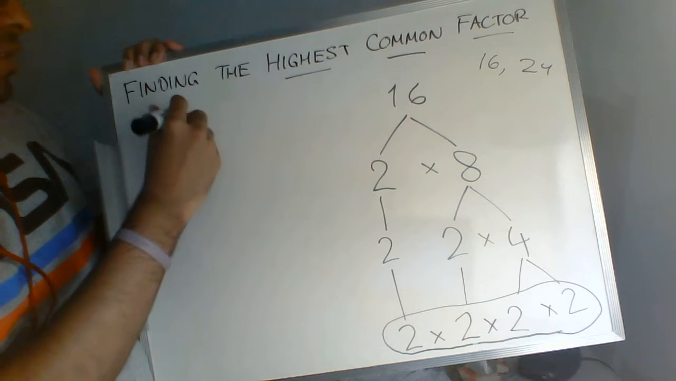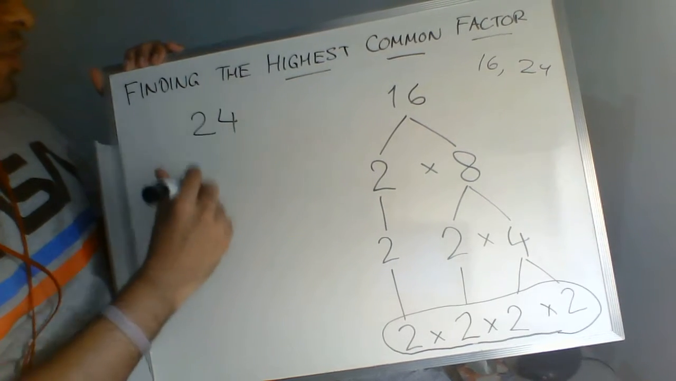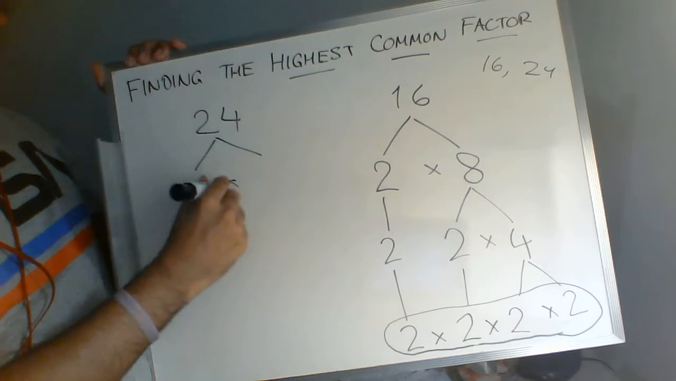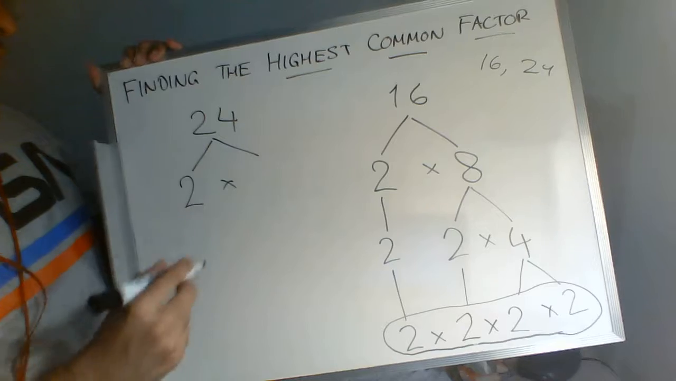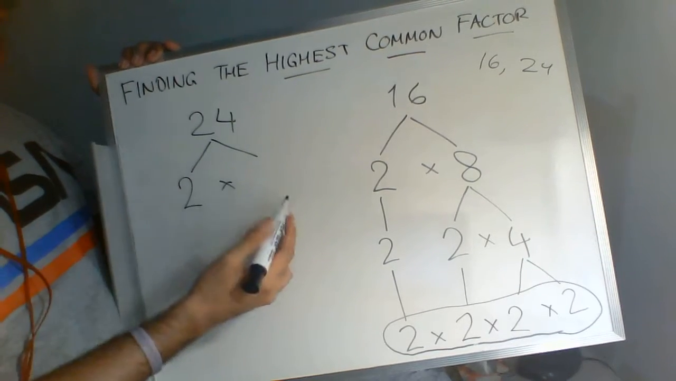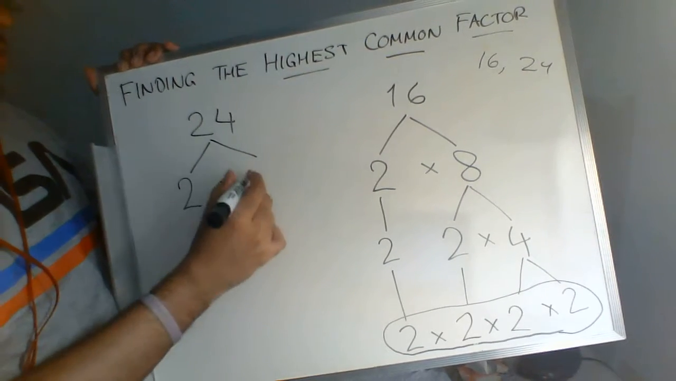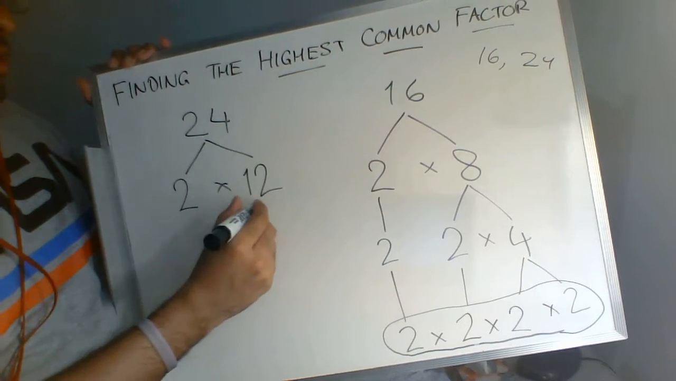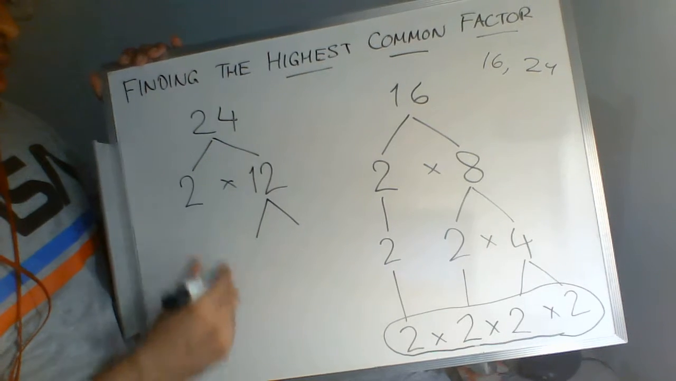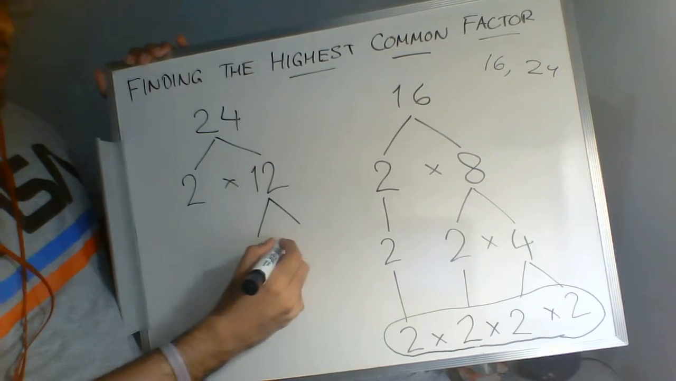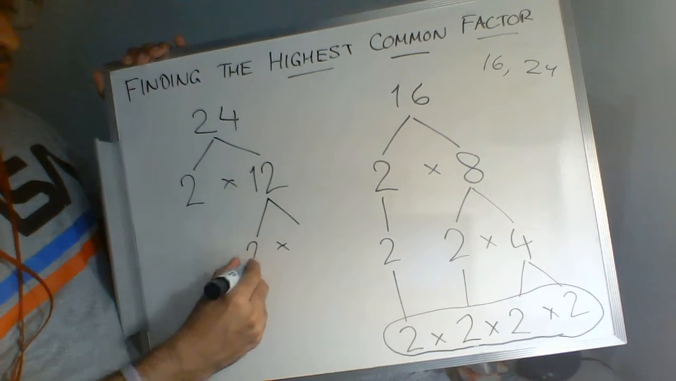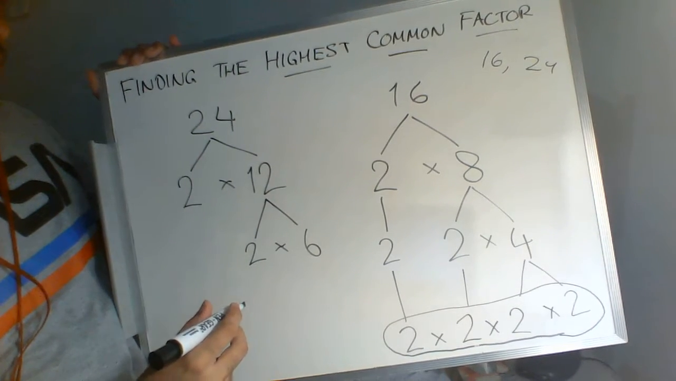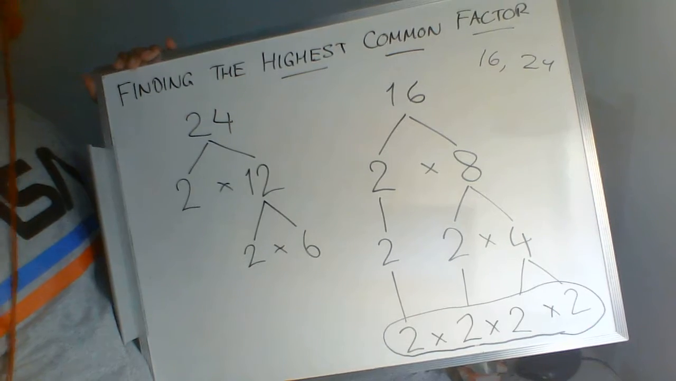So, if we do the same thing with 24, we get that we can break this up. 24 is an even number, so the smallest prime number that we can put here is 2. 2 times what gives us 24? We're going to get that 2 times 12 gives us 24. So then we take this 12, because it's not prime, and we break that up. 12 is still an even number, so we can put another 2 here. And 2 times what gives us 12? 2 times 6 is going to give us 12, so that 6 goes over there.